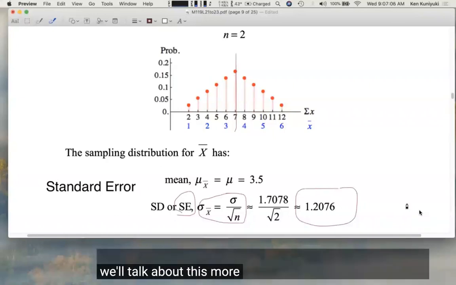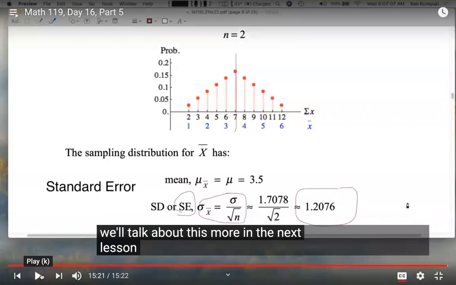We'll talk about this more in the next lesson. All right, first off, we have a lot of deep ideas here. So we have the mean of means, mu sub x bar, which is mu, and the standard error of the mean, the standard deviation of the x bar distribution, which is not just sigma, it's sigma over root n. Again, we'll talk more in the next lesson. Any questions for now?